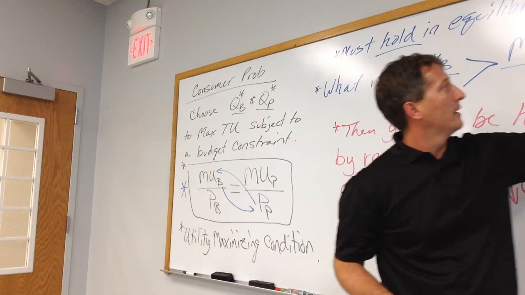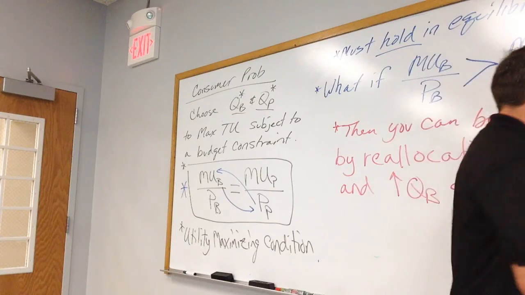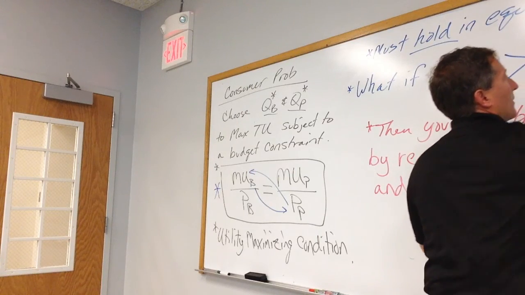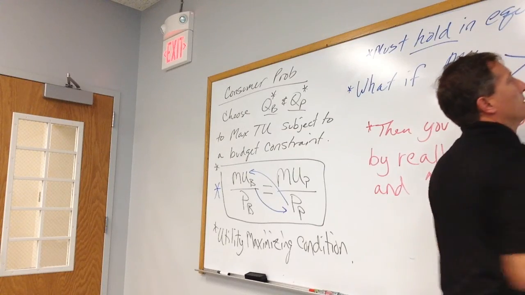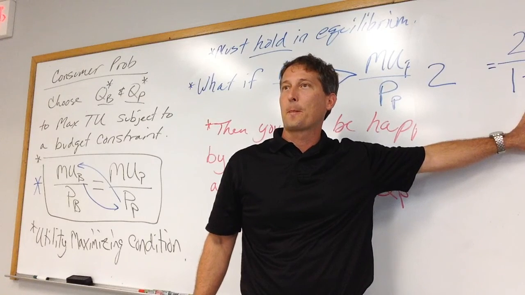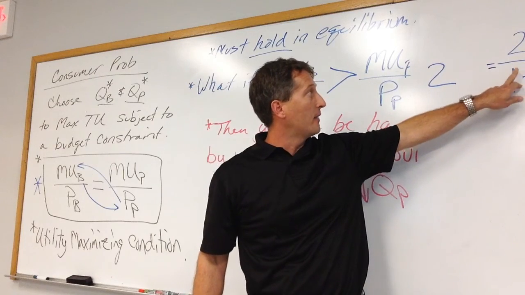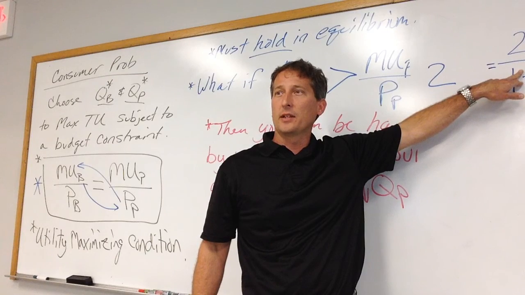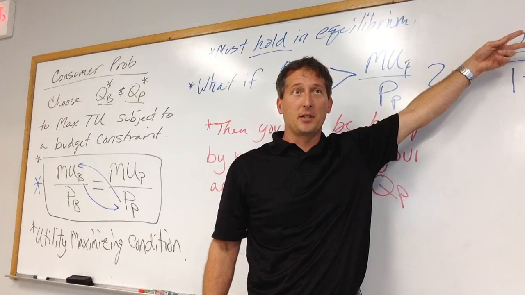What does this equation tell us? This answer of 2. What does this tell us? 2 what? Those of you who are a little more mathematically inclined, if I've got a fraction in the denominator, how do I solve it? Flip it over, multiply it times the numerator.